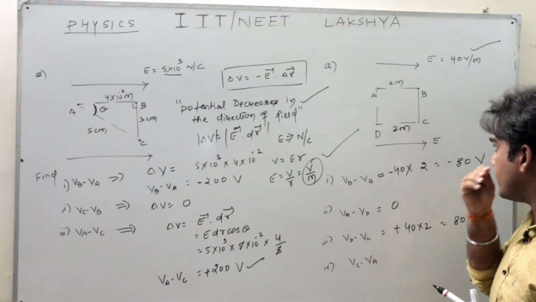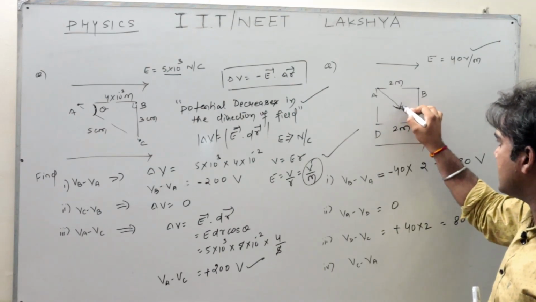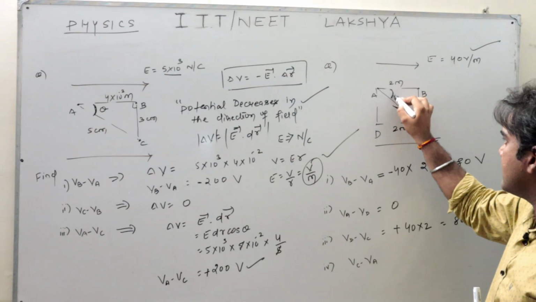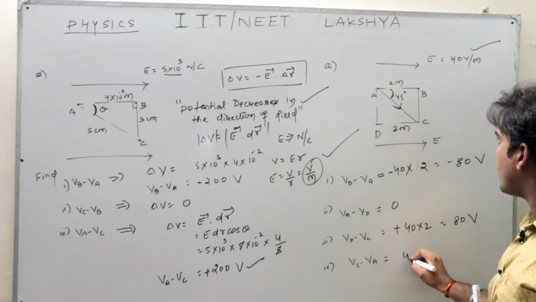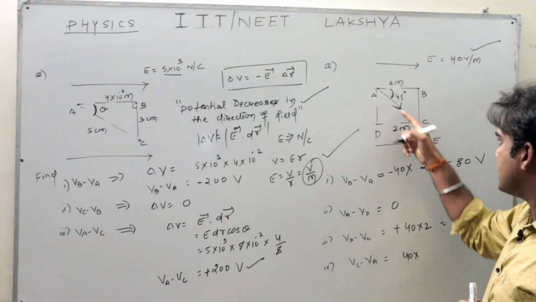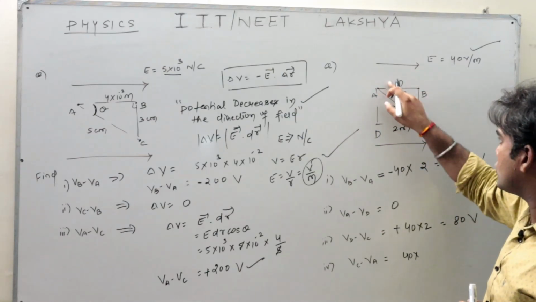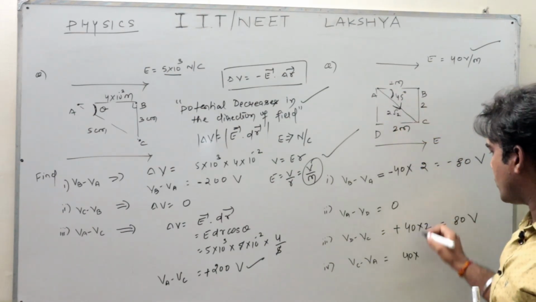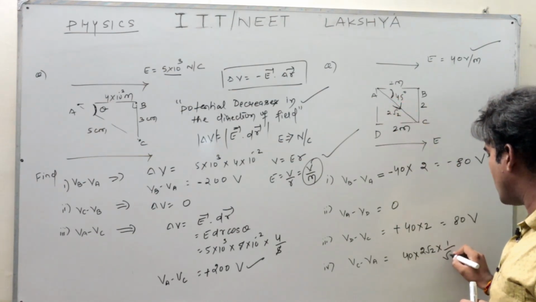Finally VC minus VA. This is your dr vector, and this is your electric field. What is the angle it makes? This angle obviously is 45 degrees because this is a square. So my answer is 40 into... If this side is 2 and this side is 2, then this becomes 2 root 2. So 40 into 2 root 2 into cos theta. Cos theta is 1 by root 2.